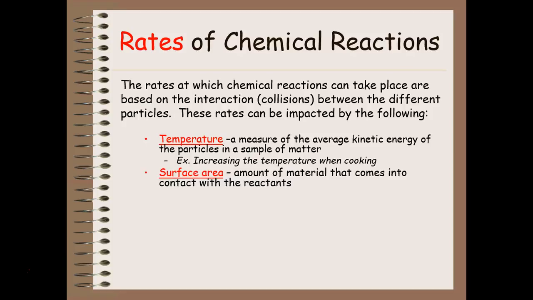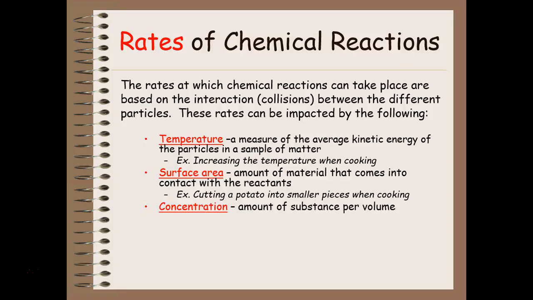Another thing that affects chemical reactions is surface area. Surface area is the amount of material that comes into contact with the reactants. For example, when you cut a potato into smaller pieces, it will cook faster because you're allowing more surface area to come in contact with the higher temperature water.